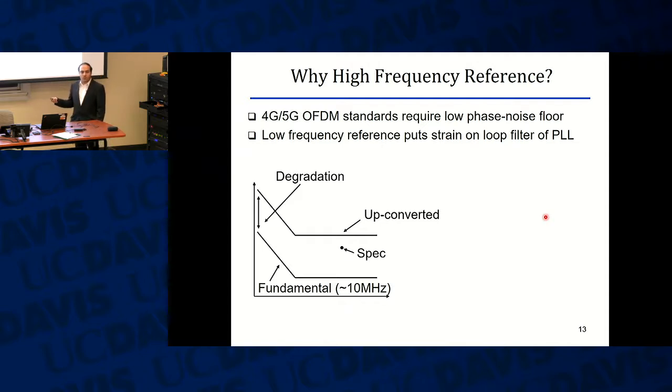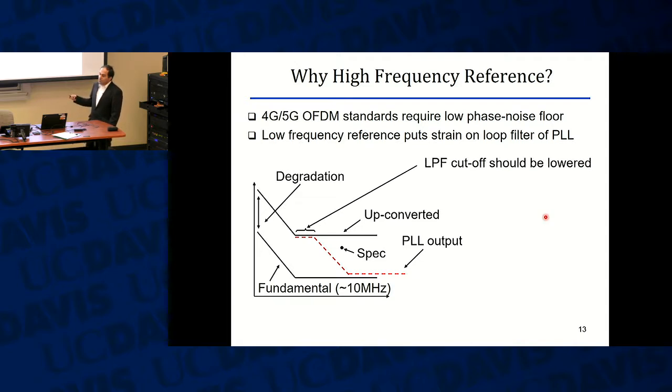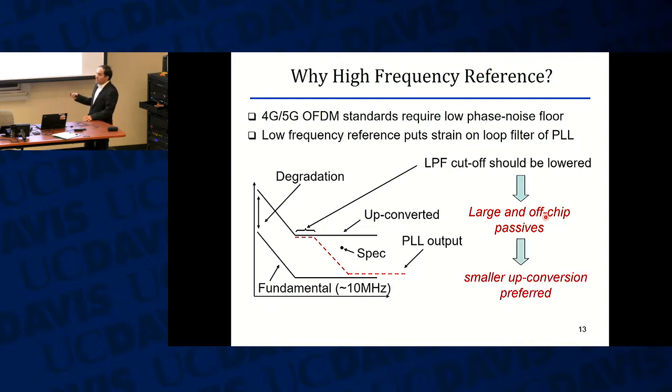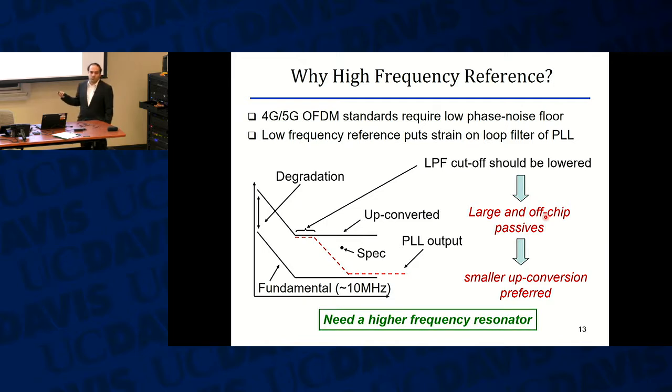So you actually have to put a lot of strain on your PLL loop filter. And that loop filter now has to be bulky because your devices are bigger, the passives are bigger. This is something we want to avoid. These are all toxic for integration. So the solution is to reduce the upconversion ratio. Let's say we have this curve appear here, and that leads us to higher frequency resonators.